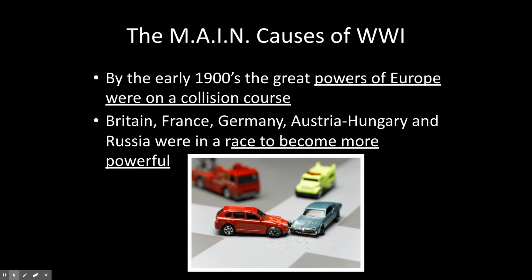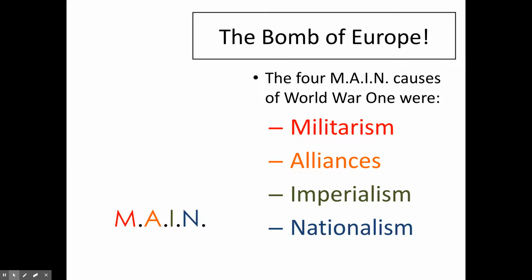And by the early 20th century, the great powers of Europe, that's Britain, France, Germany, Austria-Hungary, and Russia, were all racing. They all were in a competition to build up the biggest militaries with each other. You got the main causes: militarism, alliances, imperialism, nationalism. In order. We're going to present them out of order here. And the first one is imperialism.